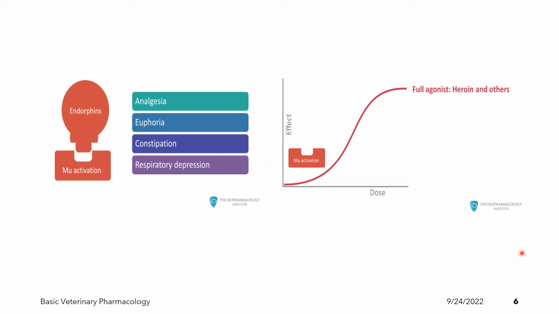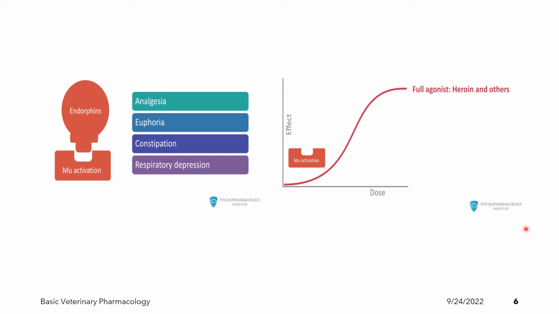In the brain, naturally produced opioids, which are called endorphins, are released in the synapse and activate the opioid receptors, producing a classic mu opioid response. The mu receptor is an example of an opioid receptor. When endorphin binds to the mu receptor, it will produce effects in the body such as analgesia, euphoria, constipation, and respiratory depression.